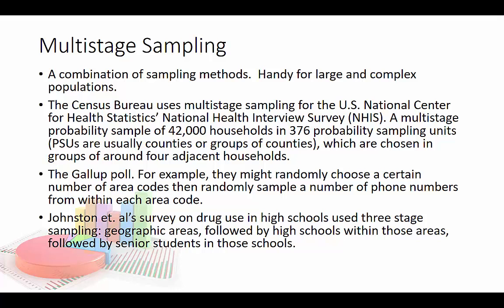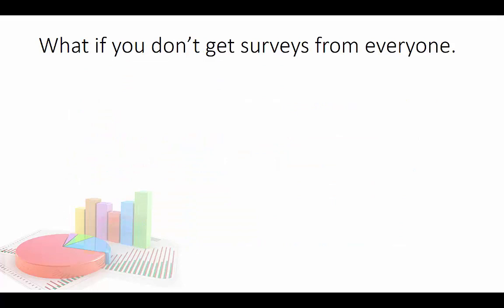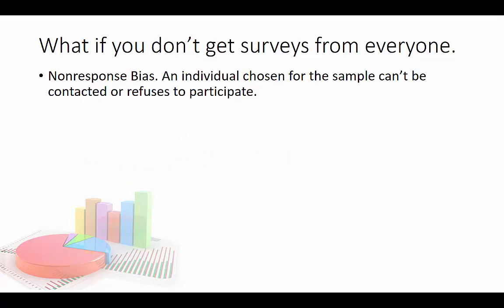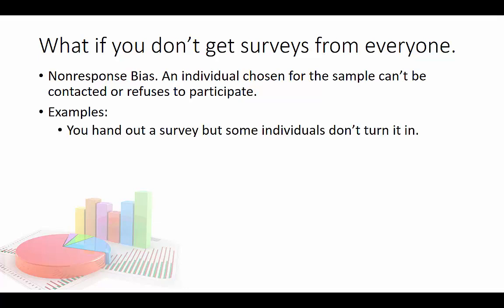Now, one thing: you've got your sample. All right, so you've done one of these sample methods. What if you don't get surveys from them? Is your sample still good? Well, it could suffer from non-response bias. That's when an individual is chosen for the sample, but either can't be contacted or says, no, I don't want to participate. For example, you hand out a survey, but some individuals don't turn it in. They might have different views from the people who turn it in. That could cause some issues.